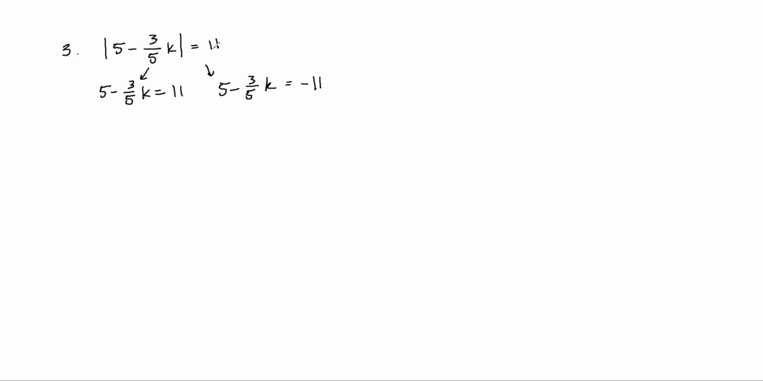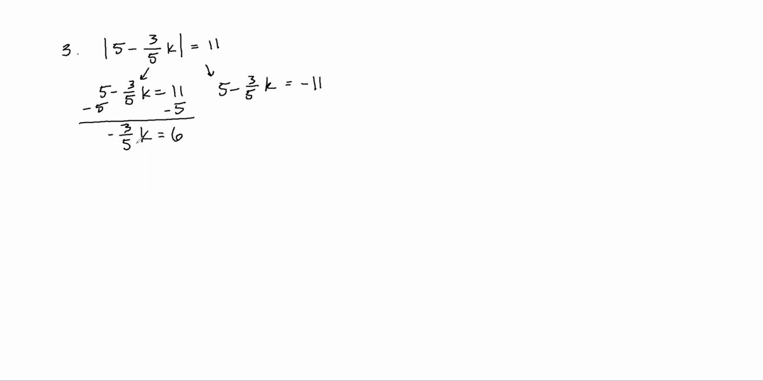Now, if we go ahead and solve for k, we could get rid of the fraction first. We could multiply everything by 5, or you can deal with that at the end. I'm just going to deal with that at the end for this one because it's just one fraction. So let's subtract 5 from both sides. We get -3/5 k equals 6.